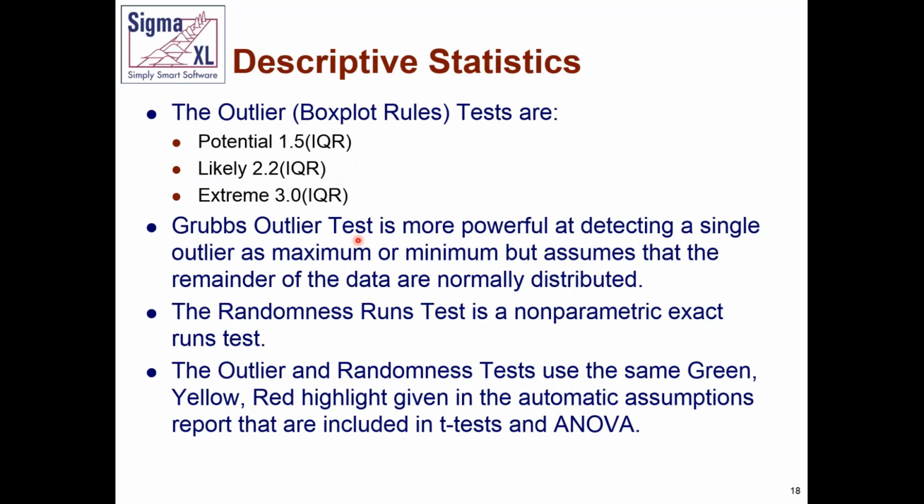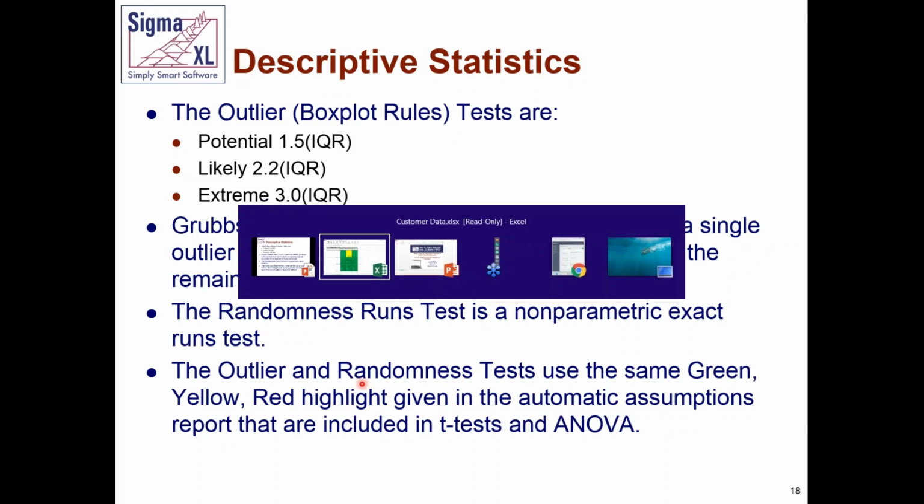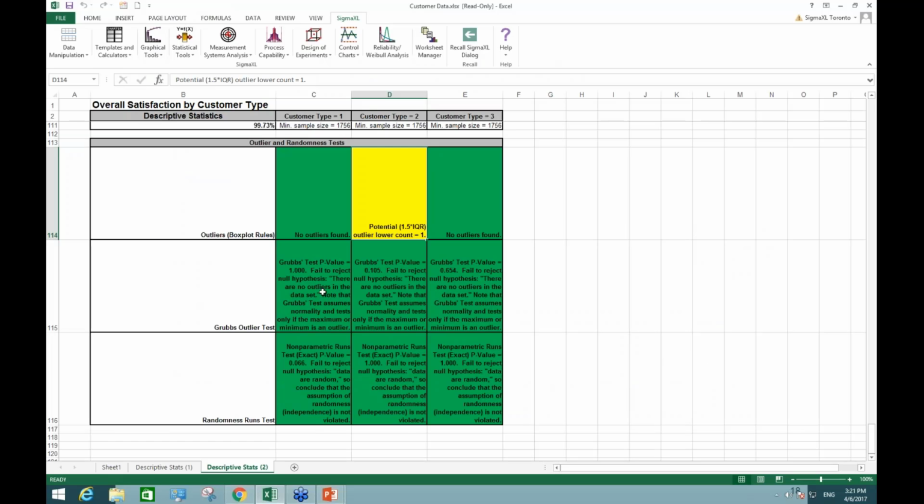Grubbs is a new addition, and it's more powerful to detect a single outlier, but it does assume that the remainder of the data are normally distributed. The randomness runs test is a non-parametric exact runs test, and as I mentioned, we use the same green, yellow, red highlight to make it easier to interpret the results. So if I go back now, we can see here that using the Grubbs test for this data, they're all fail to reject, so no outliers, and you can assume here that we have randomness. The data are random, so it's a fail to reject the null hypothesis that the data are random.